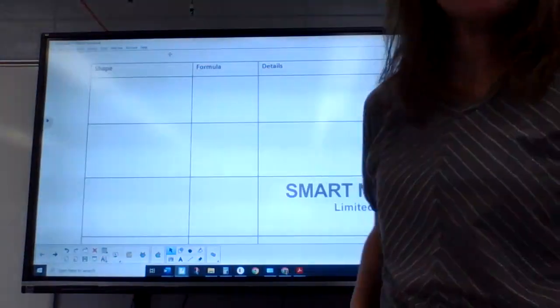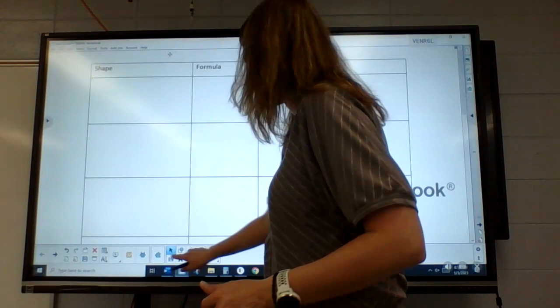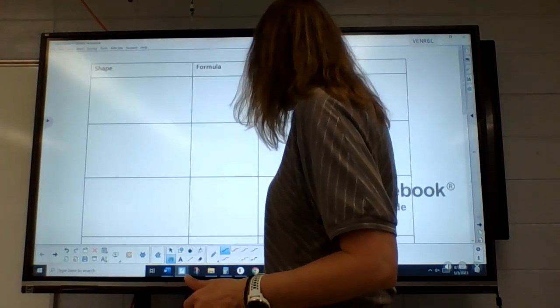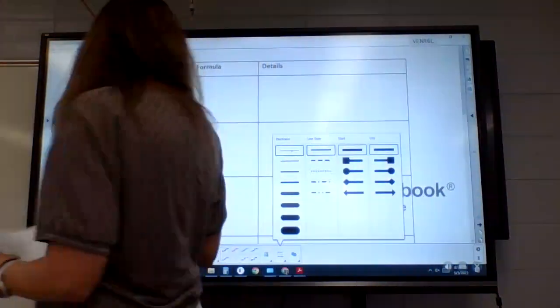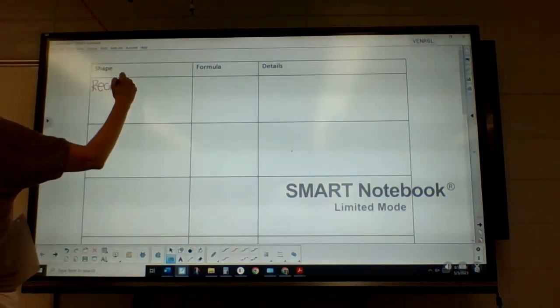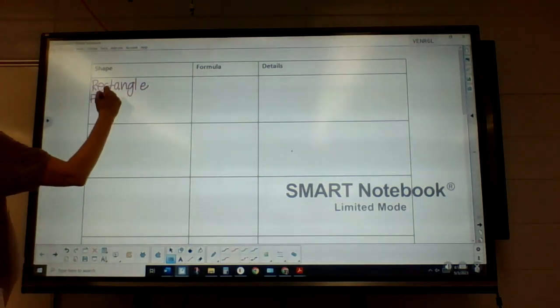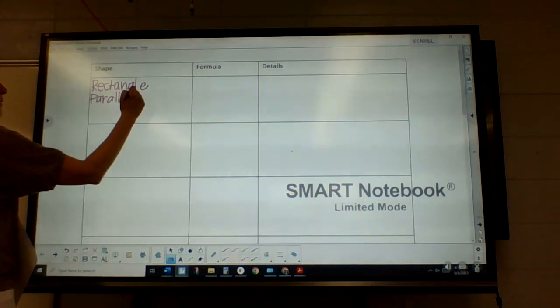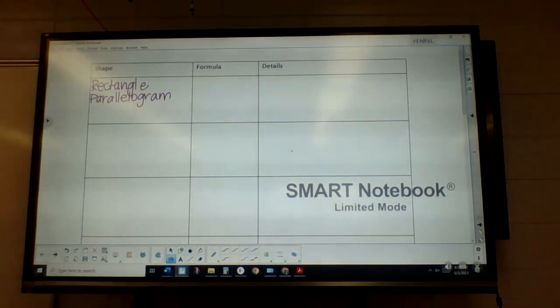So our first shapes are rectangles, or basically our regular four-sided shapes we worked with a lot. So we have rectangle, parallelogram, now we also in those categories put a rhombus and a square.